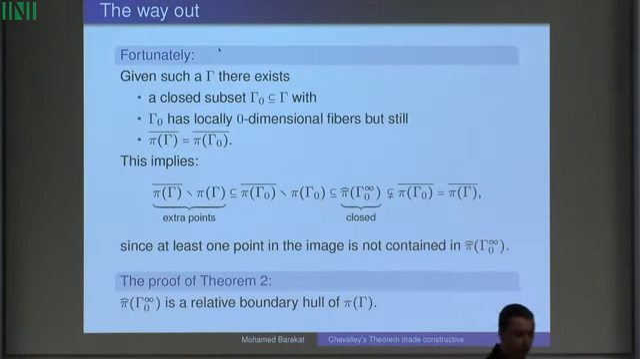So where to get the relative boundary hull from? Pi hat of gamma 0 hat is a relative boundary hull of pi of gamma. And that's all. Okay, so this is the entire proof.